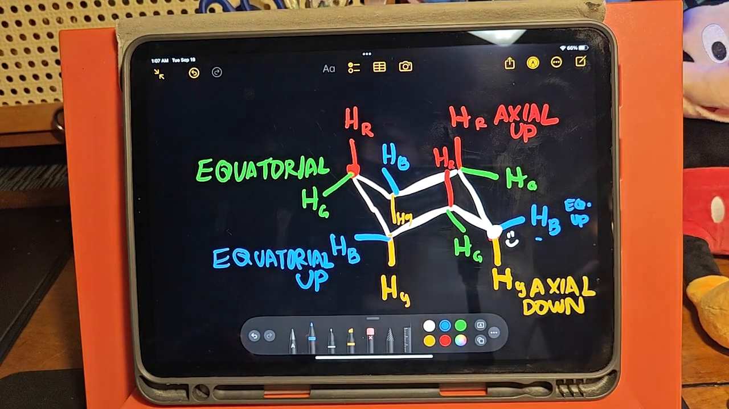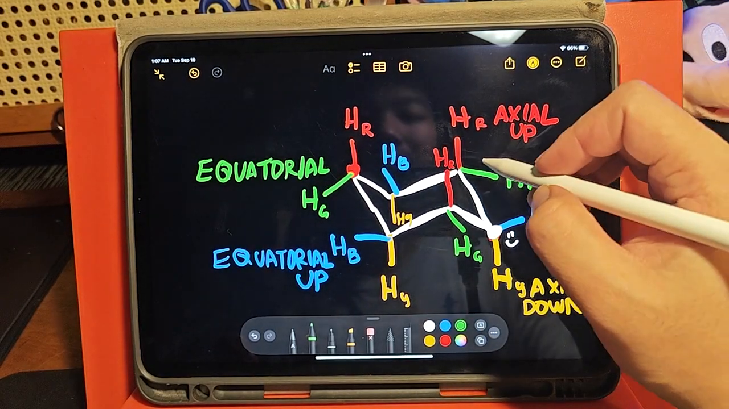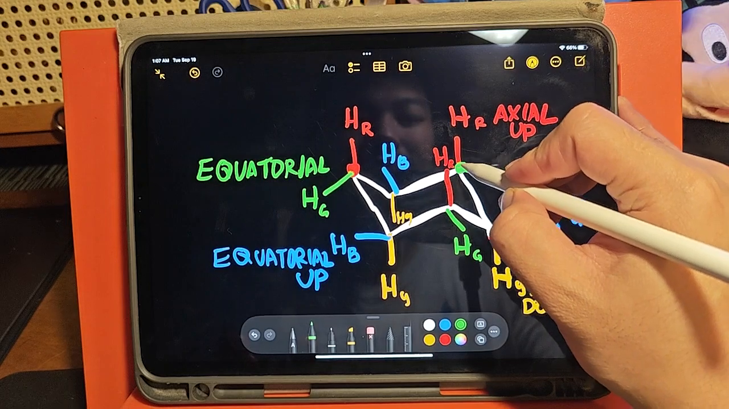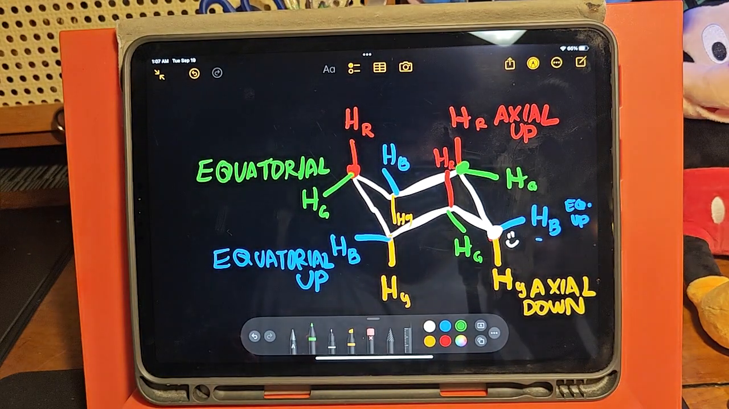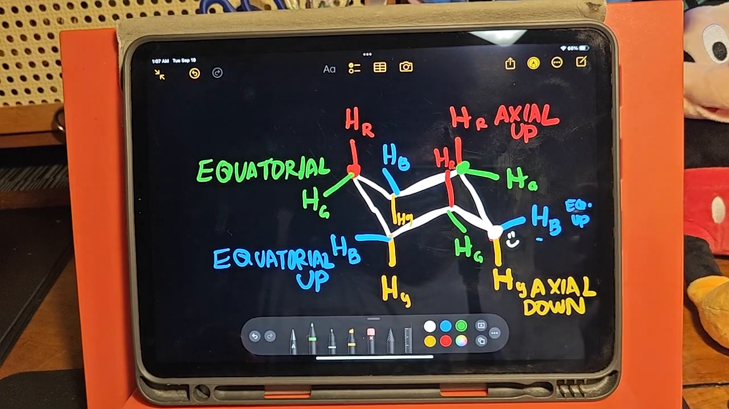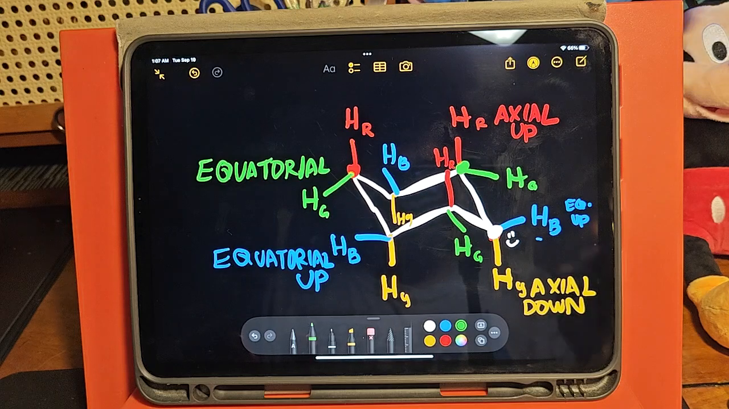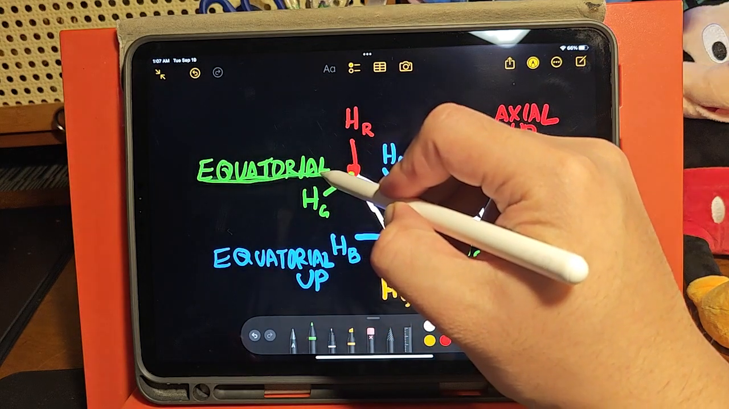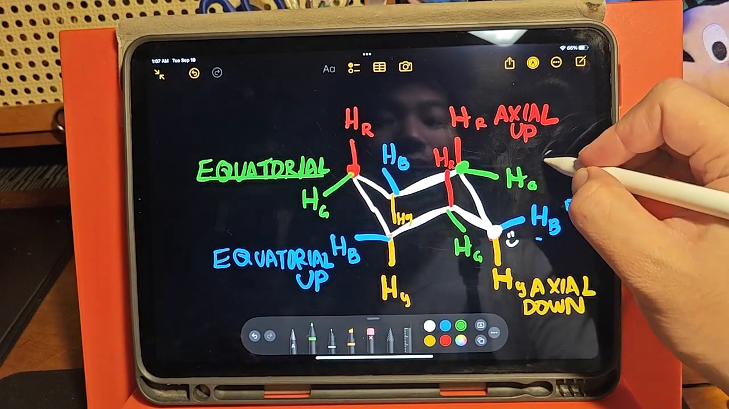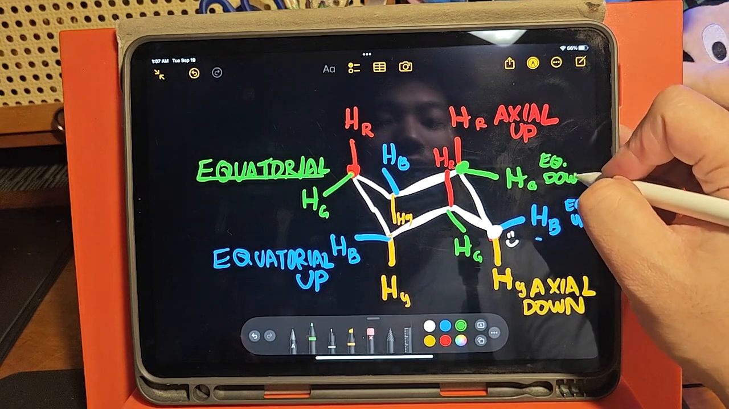Now let's look at the carbons that have the green hydrogens on them. So perhaps this one here, where I drew that green dot. That carbon with the green dot has a hydrogen that's red going vertically up, so an axial up hydrogen. This tells us that this green hydrogen, which we already know is an equatorial hydrogen, is specifically what we call an equatorial down hydrogen.